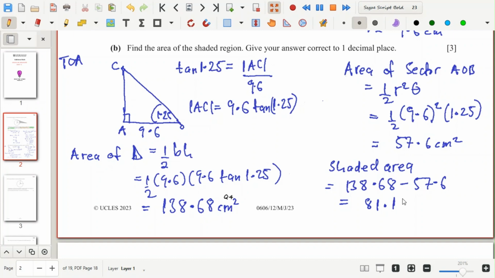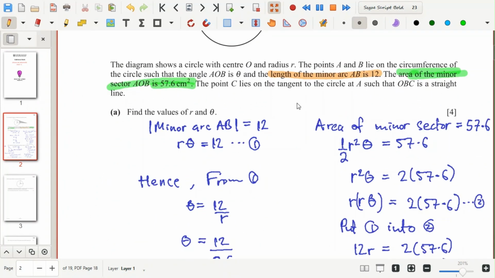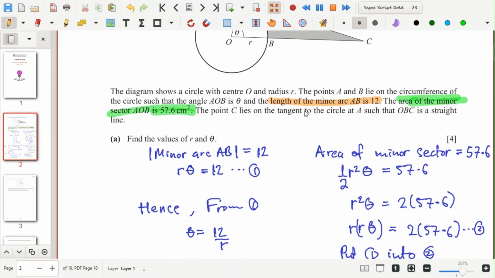Corrected to three significant figures. Don't forget that your answers must be corrected. Okay, but in this case, they say that we should correct to one decimal place. So if you correct to one decimal place, you're going to get 81.1. Okay, so don't forget to read the question carefully. Okay, so that is number one.